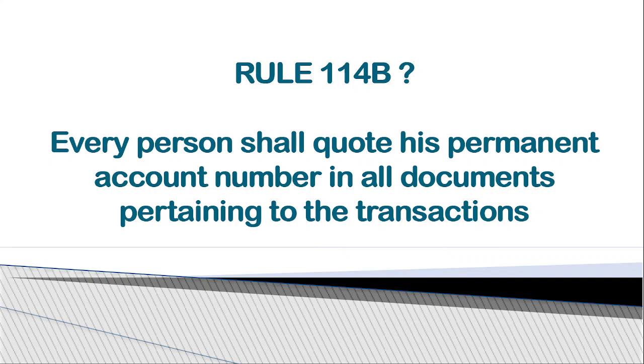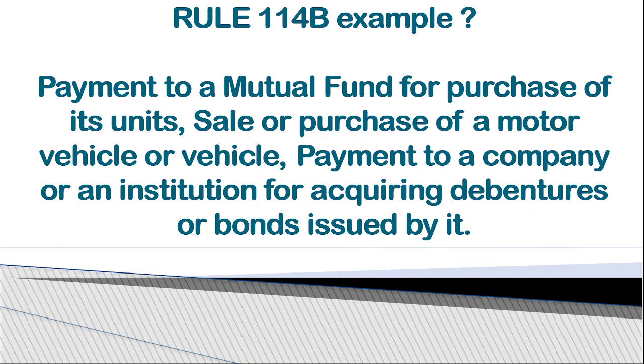I'll give you a few samples. When you want to buy mutual funds, or buy a two-wheeler or four-wheeler vehicle, or buy company shares or debentures, then you have to give a PAN number. I have only given sample transactions from Rule 114B. During these transactions, you have to give a PAN. If you don't have a PAN, then you can fill in Form number 60 and give it to the company.